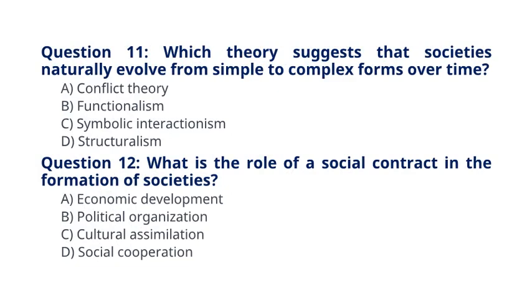Question 11. Which theory suggests that societies naturally evolve from simple to complex forms over time? A. Conflict theory. B. Functionalism. C. Symbolic interactionism. D. Structuralism. The correct answer for question 11 is option B. Functionalism.